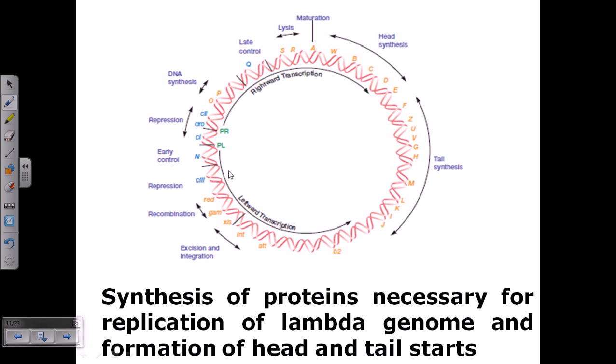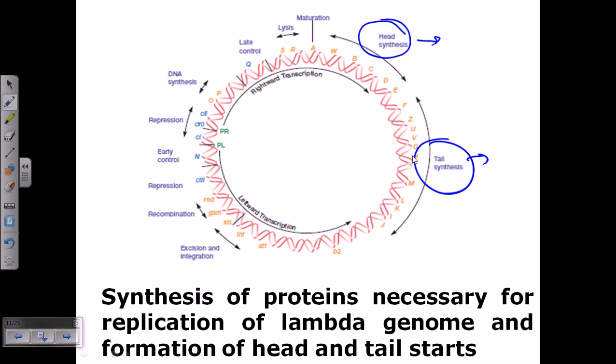Okay, now synthesis of proteins necessary for the replication of lambda genome and formation of head and tail, especially the proteins that are present here for the head protein region, and this is for the tail, and all of the genes that are present here. Remember, all of the proteins are named in alphabetical order: A B C D E F G H I J K L M N O P Q R, and all these different proteins are present here.